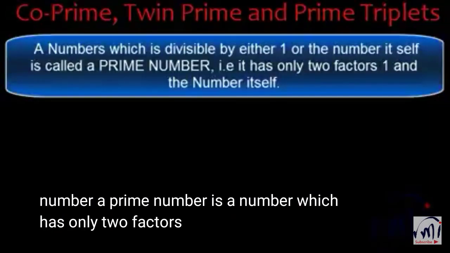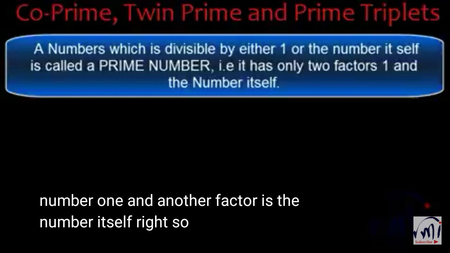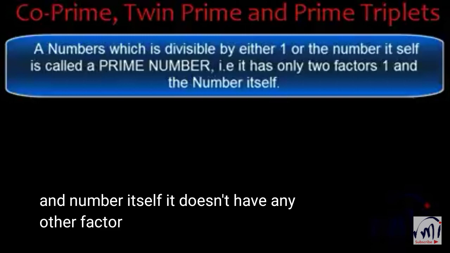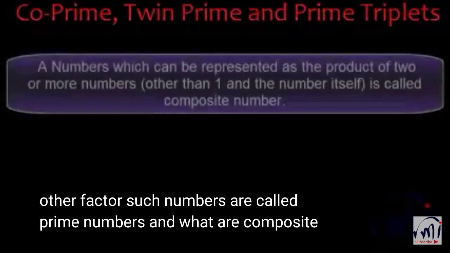A prime number has only two factors. One is the number 1, and the other factor is the number itself, right? So other than 1 and the number itself, it doesn't have any other factor. Such numbers are called prime numbers. And what are composite numbers?